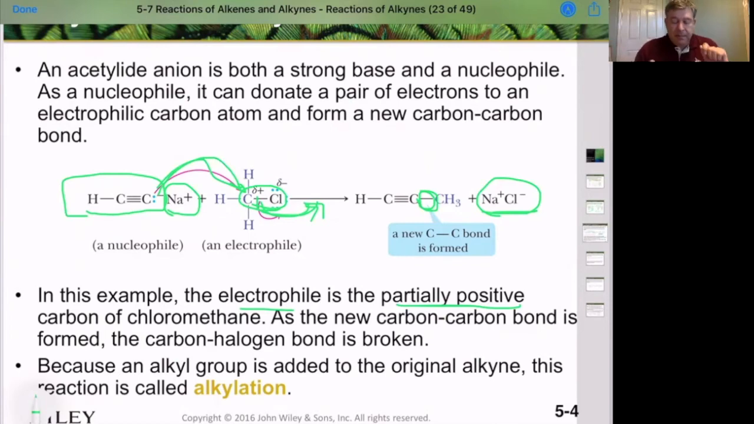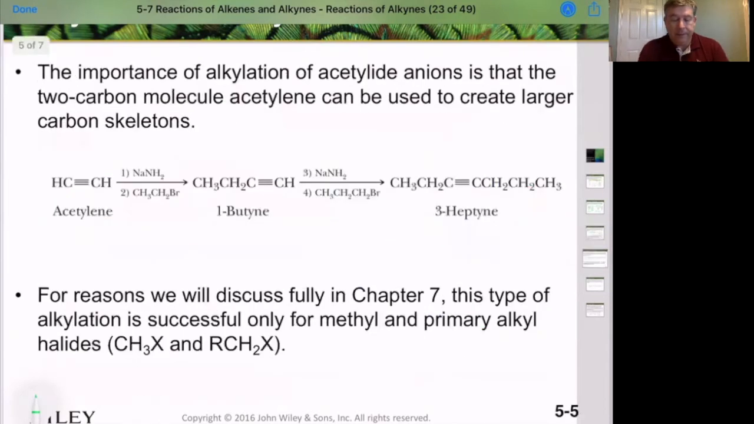Okay, because the alkyl group was added to the original alkyne, this reaction is called an alkylation. So we've added the methyl group, this methyl alkyl, to that alkyne. Anytime we add an alkyl group to a compound, we call that an alkylation. Okay, so let's look at the importance of the alkylation in acetylide ions.